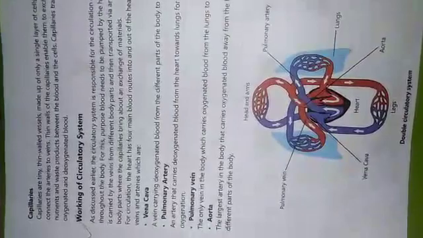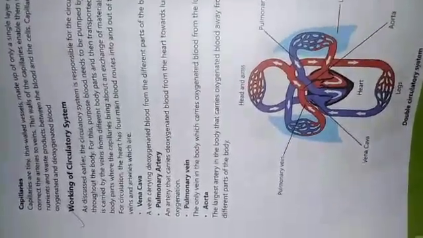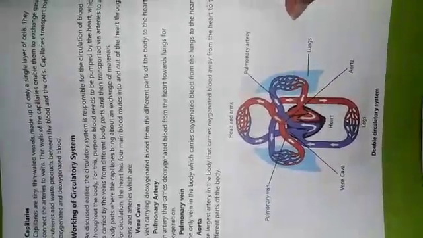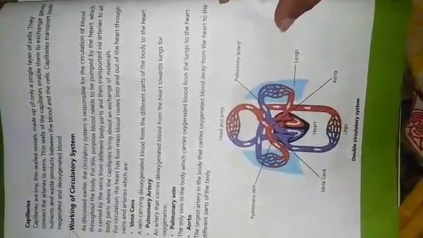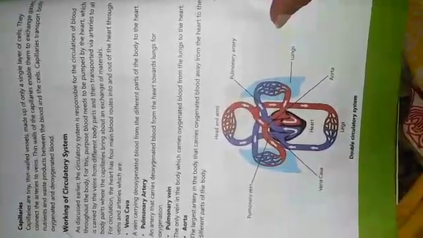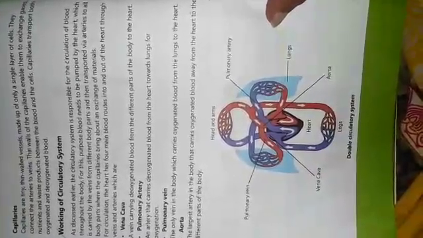So, working of the circulatory system. What is the function of the circulatory system? As we discussed earlier, the circulatory system is responsible for the circulation of blood throughout the body. For this purpose, blood needs to be pumped by the heart, which is carried by the veins from different body parts and then transported via arteries to all body parts, where the capillaries bring about an exchange of material.